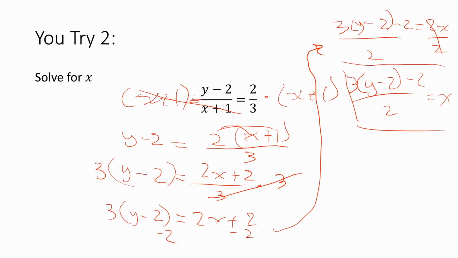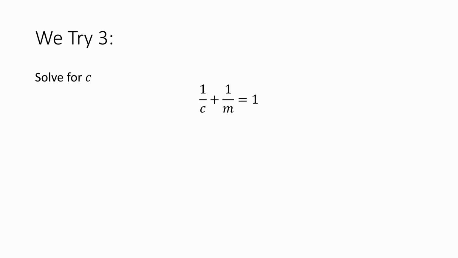Nice. Okay, let's up the difficulty a little bit. I have two separate fractions here. Since I have everything in the denominator, I'm going to take the reciprocal of everything. So if I flip everything, that'll give me c over 1 plus m over 1 is equal to 1 over 1. Since I have denominators of 1, I'm not going to write them. So I'll have c plus m is equal to 1.